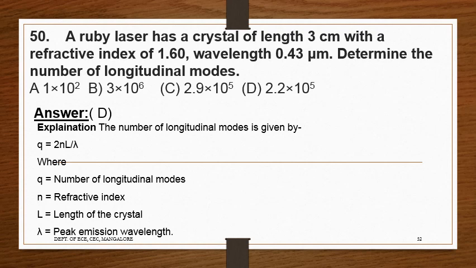Which happens to be 3.2 into 3 divided by 0.43 into 10 raised 5. So the answer is 2.2. So we come to the end.